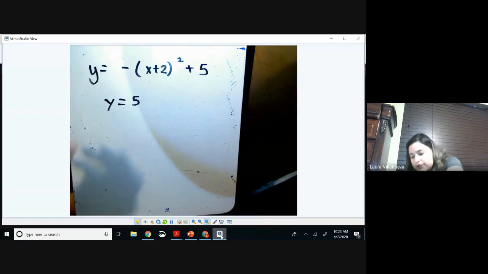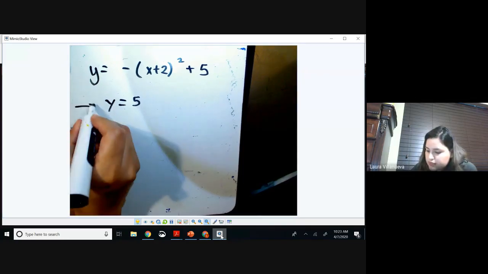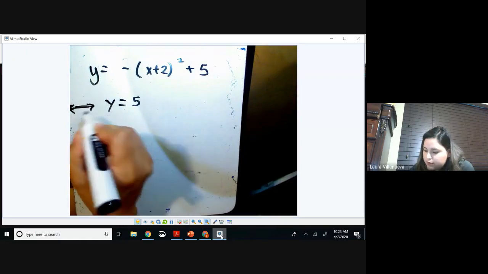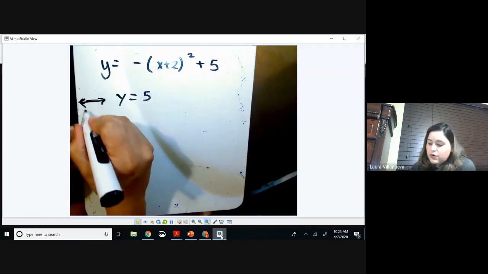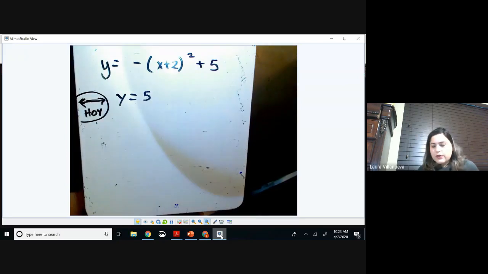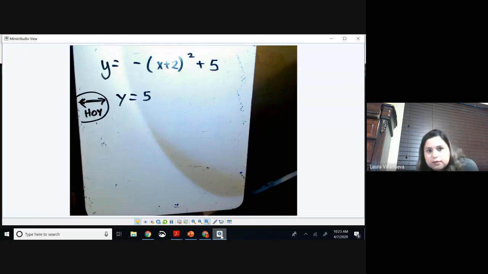So now you know that this is y equals 5. This is not in y equals mx plus b. It doesn't have a slope. So then you know that this is a horizontal line. You should already know that because this is algebra 1. But just in case you didn't, this is a Hoy line. I don't know if you remember that from algebra 1. That's a Hoy line because it's y equals 5. It's a horizontal line. Simple.